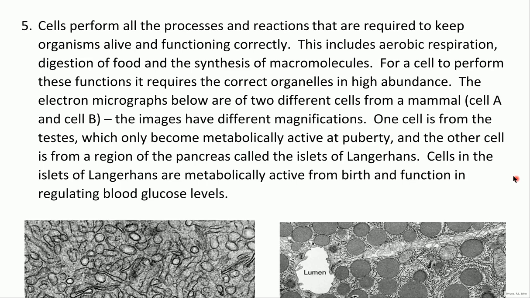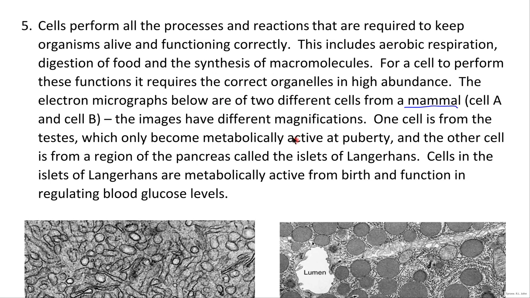The cells that we need to look at here are both animal cells, but they come from different parts of an animal's body. Okay, and we're interested in the most abundant organelles that are found inside these cells. Okay, so we give you some clues here that the cells are from a mammal.